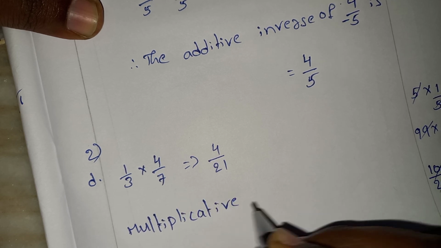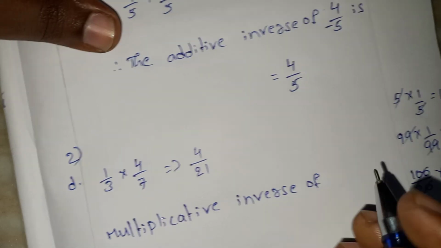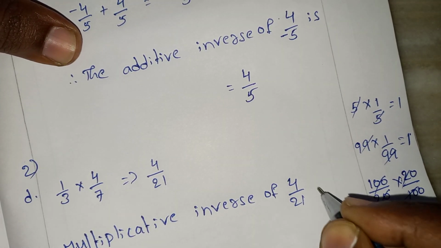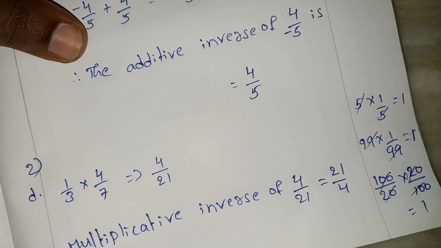Multiplicative inverse of 4 by 21 equals 21 by 4. Okay.